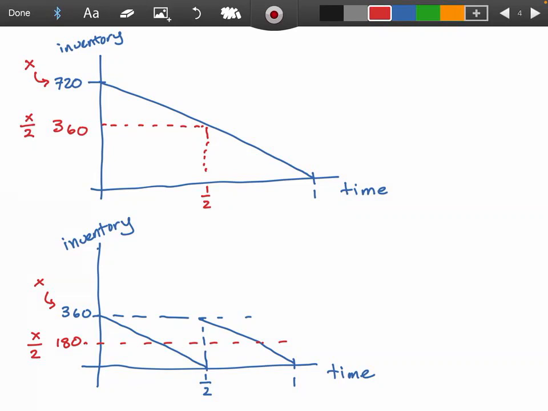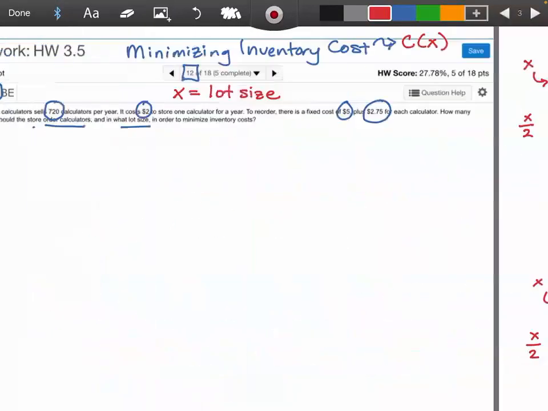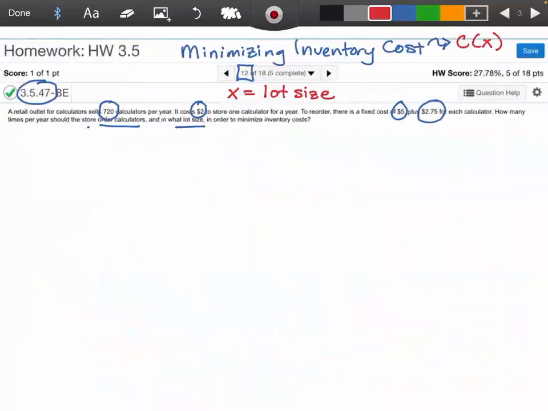So this is an example where we have one order a year. This is an example where we have 2 orders a year. It might even make sense for us to have 720 orders a year. So in other words, we're not going to order a calculator until we sell the previous calculator. The issue with that, where that sounds wonderful, is this fixed cost. Every time we place an order, it costs us extra money.